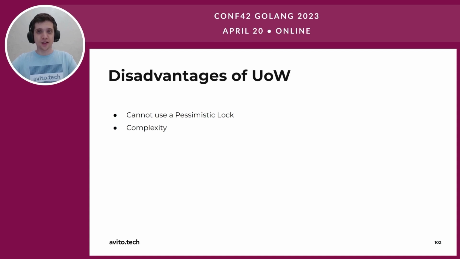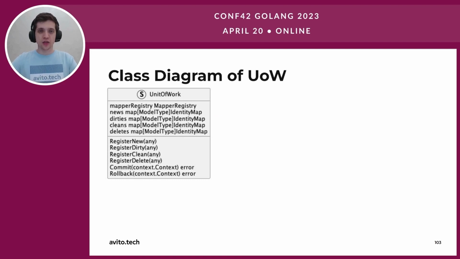Sorry, we can, but we lose the ability of a long business transaction because the optimistic lock uses database transactions. Second is complexity. At first view, the pattern interface is simple, but the implementation is not. Let's present the UML class diagram of the pattern.